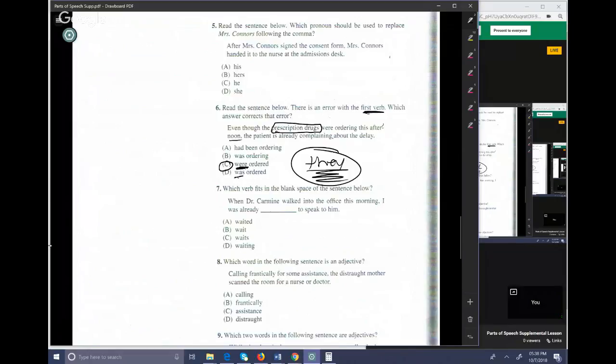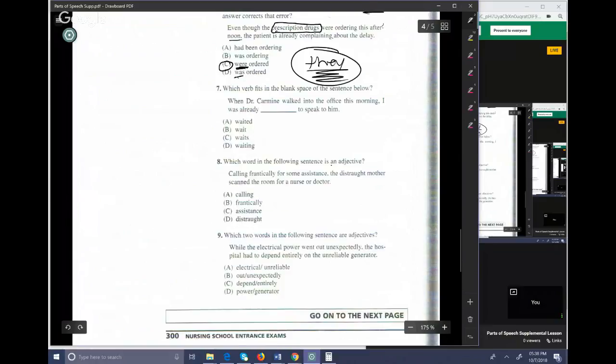I'm going to go to 8, where we are going to identify an adjective. So which word in the following sentence is an adjective? They're not saying the adjective. They're saying that this is going to be one example of an adjective. Calling frantically for some assistance, the distraught mother scanned the room for a nurse or doctor. So again, this is an introductory transition phrase. Realizing that and getting rid of it will really help you narrow down your space. The distraught mother. So who is the subject of the sentence, or at the very least, what is the noun? So mother would be a noun.